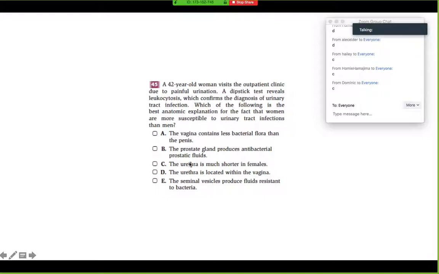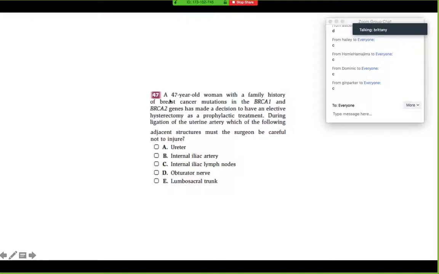Yeah, so this question is not bad at all. The urethra is much shorter in females. Oh, and also I wanted to say, I don't know if you guys ever read a question stem and you're like, oh my gosh, I don't know what some of these words even mean. So this is a good example of how, even if you didn't know what leukocytosis was, you could still very easily answer this question.